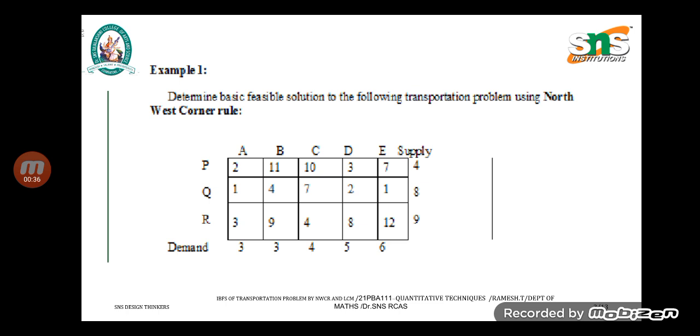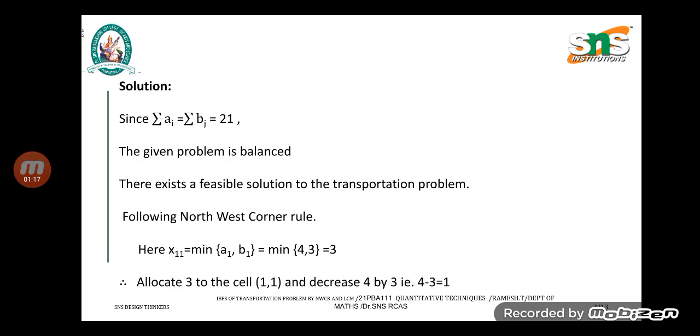Here there are the supply sides P, Q, R and demands A, B, C, D, E, and the unit costs are 2, 11, 10, 3, 7. The next one is the Q side: 1, 4, 7, 2, 1, and R is 3, 9, 4, 8, 12. The corresponding supply for P is 4, Q supply is 8, R supply is 9. On the demand side, A demand is 3, B demand is 3, C demand is 4, D demand is 5, and E demand is 6. Everything is given. We find the initial transportation cost for this given transportation problem.